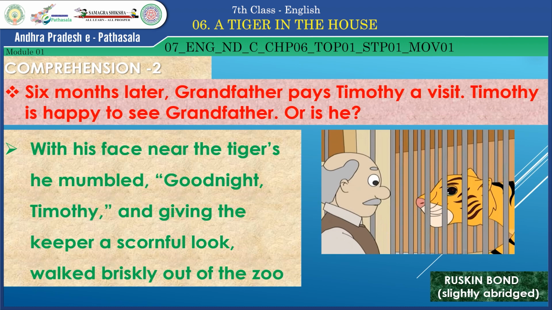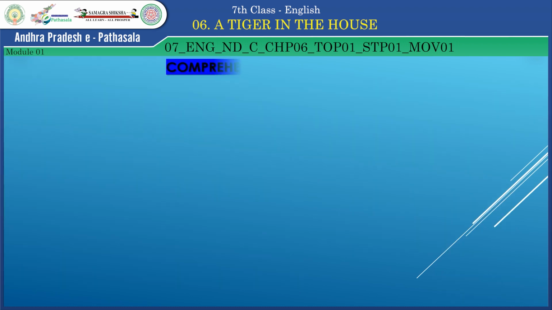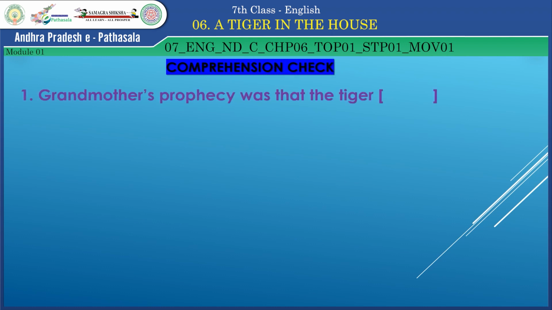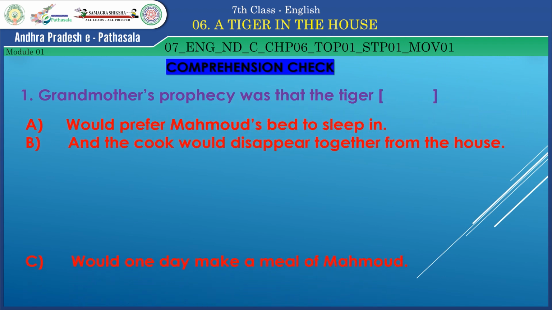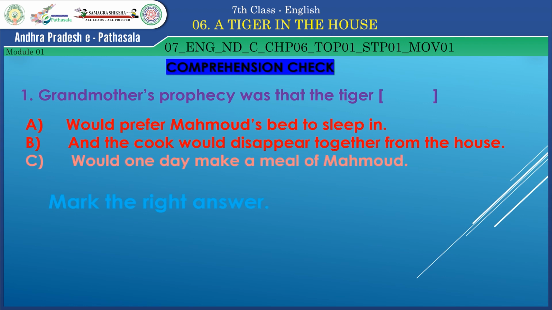Children, now let's check how much we understand the comprehension 2. Comprehension check. Question number 1. Grandmother's prophecy was that the tiger: Option A, would prefer Muhammad's bed to sleep in. Option B, and the cook would disappear together from the house. Option C, would one day make a meal of Muhammad. Mark the right answer. What is the answer? Can you tell? Yes, you are right. Answer is option C.